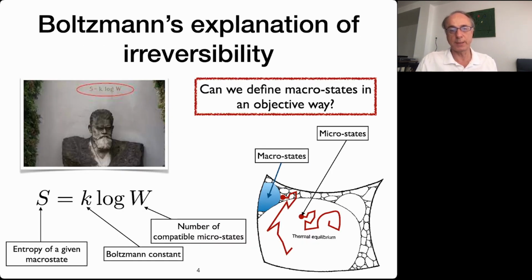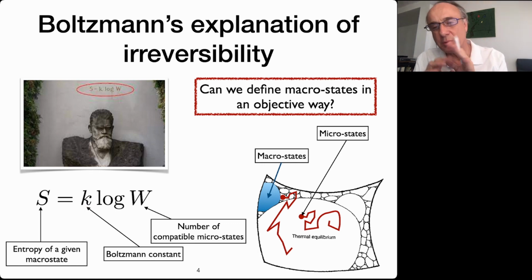Boltzmann's explanation is the one that I've given before. Let me be a little bit more quantitative. Boltzmann was able not only to explain irreversibility in the terms that I've shown you before, but also to relate the entropy of a macrostate with the volume in phase space of the microstates compatible with this given macrostate. And this relationship is the famous Boltzmann formula, which is on his grave and involves the Boltzmann constant.